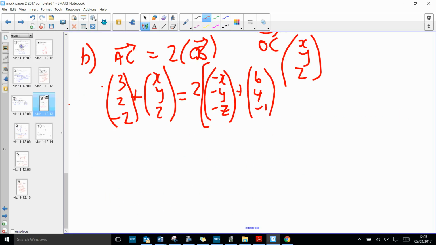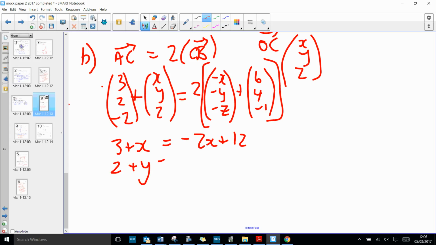Alright, so 3 plus X has to equal negative 2X plus 12, because it's 2 lots of everything in this bracket. 2 plus Y has to equal negative 2Y plus 8, negative 2 plus Z equals negative 2Z minus 2. Alright, so we just need to solve these things.